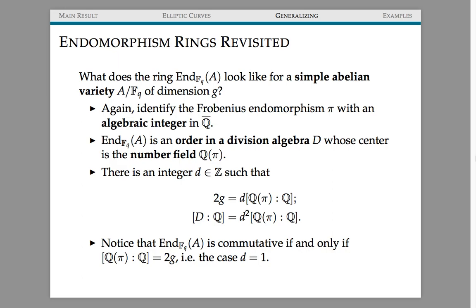So this division algebra D might coincide with Q(pi), and it might be bigger. And the way to tell how big it is determined by this integer d, so that 2g is d times the degree of Q(pi) over Q. And you'll notice by looking at these equations that the case of d equals 1 is exactly the case where capital D is equal to Q(pi). So this is going to be the commutative case for our endomorphism ring when pi generates a number field of degree 2g.